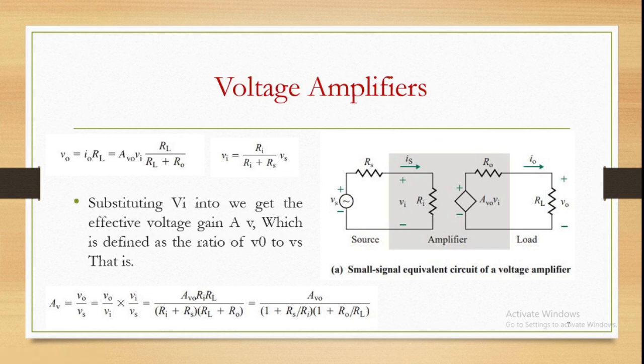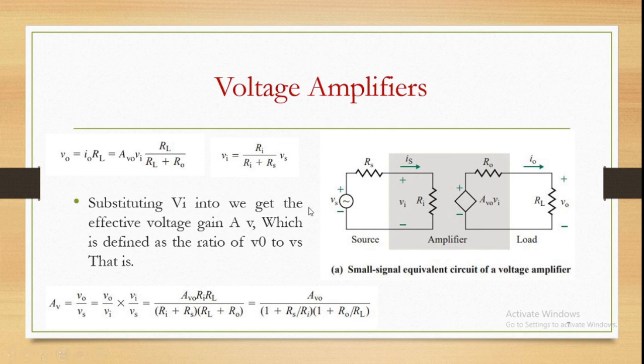For that purpose, Rs upon Ri should be equal to 0, and R0 upon RL should be equal to 0. Then and only then 1 plus 0 into 1 plus 0 becomes 1. Then the effective gain of the circuit, AV, will be approximately AV0, the open circuit voltage gain.